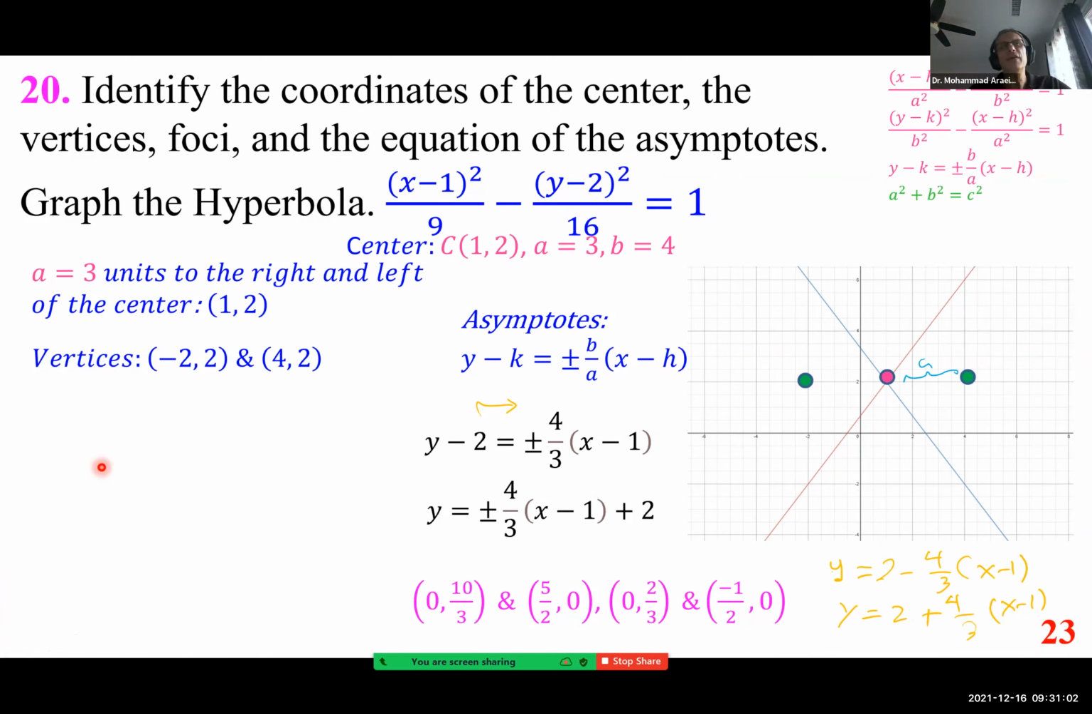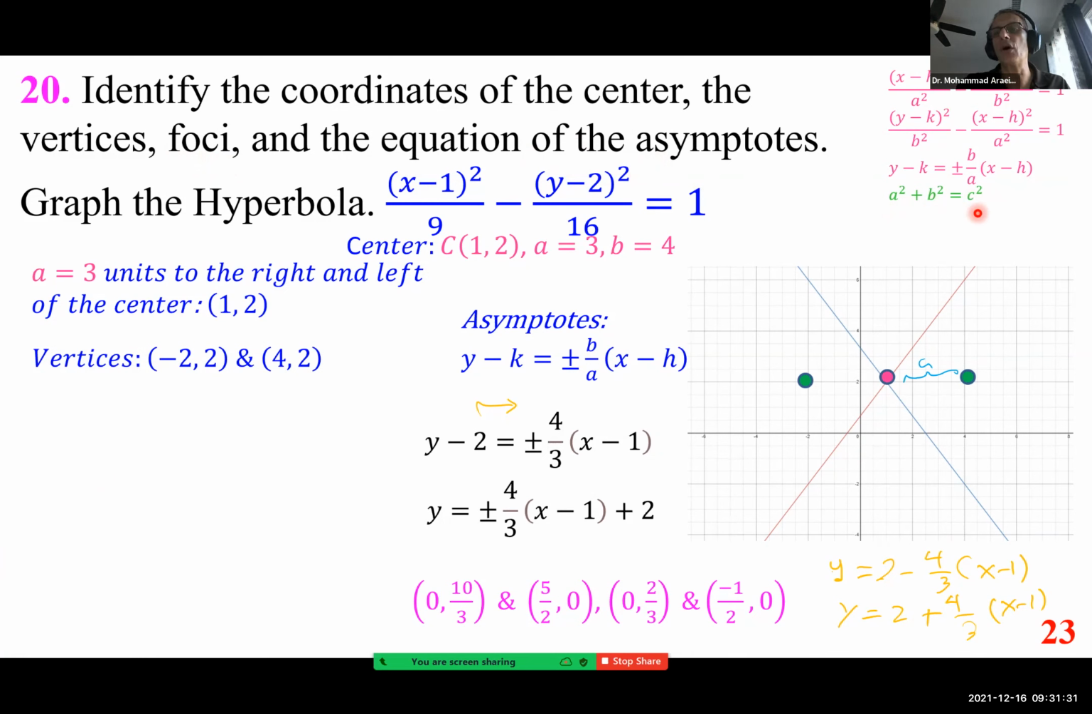All right, so we got the vertices. And the next thing is to find the foci as well. So focus 1 and focus 2. So in the case of finding foci for hyperbolas, this formula, Pythagorean theorem, works too. And it's a squared plus b squared equals c squared.